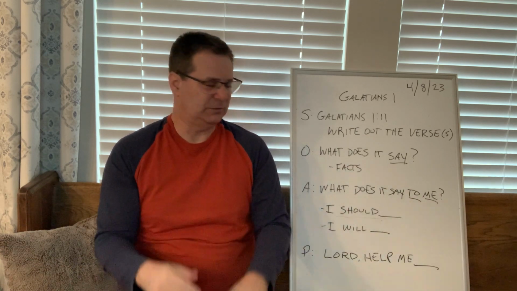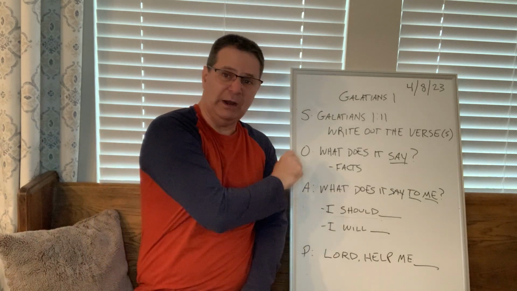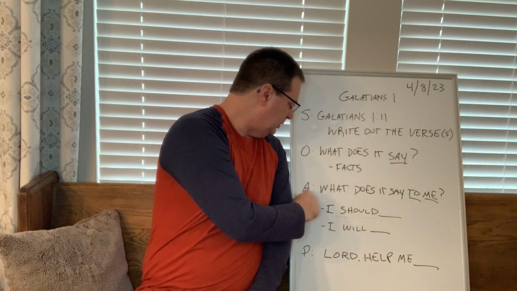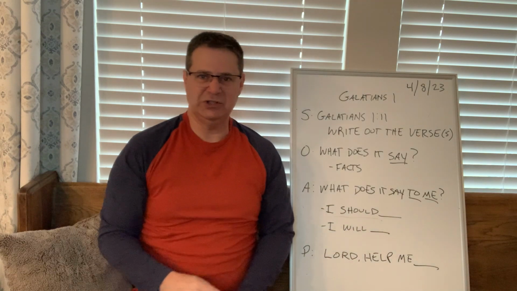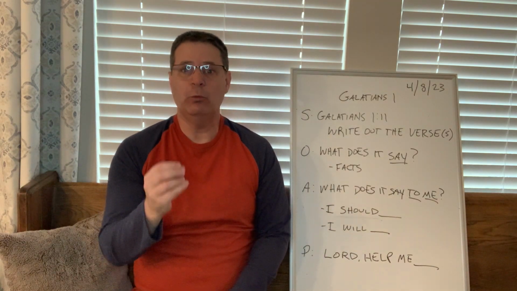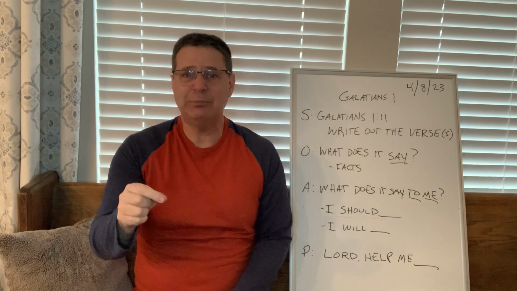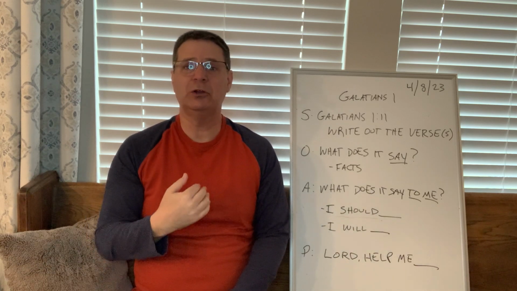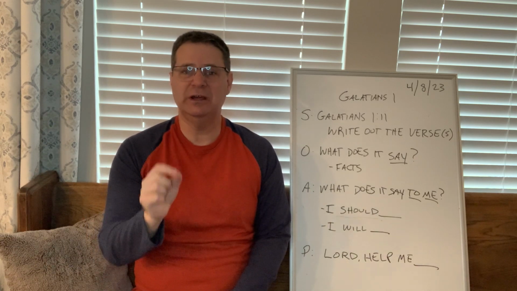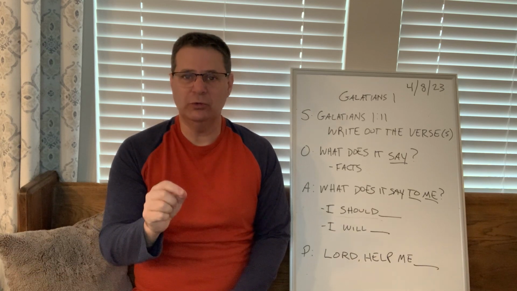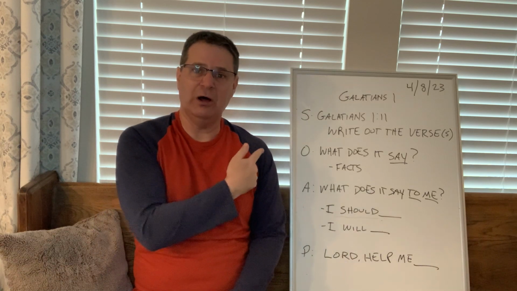Okay, observation. Then, after you write that out in your journal, you're going to go to A, which is application, and that is where you say, what is this saying to me? So observation is, what does it say? Application is, what is it saying to me? In other words, how am I going to be different? What am I going to do as a result of what I saw in the observation?